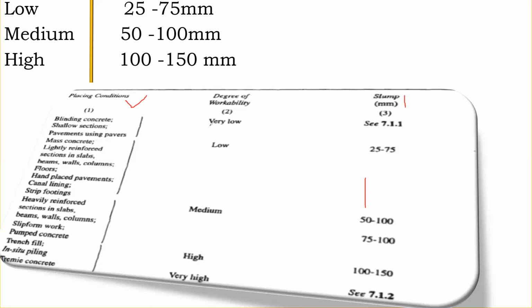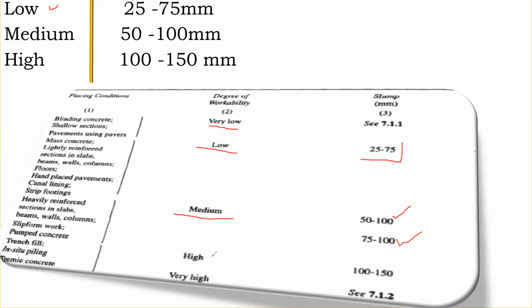If you have a very low workability, I have to refer to 7.1.1. We'll not see that again. If you have low workability, you can keep a slump between 25 to 75, which I've written here. If you have a medium workability, you can try to keep it between 50 to 100 or 75 to 100. I have written here 50 to 100. Why have they given two here? Because there are different sections. If it is a heavily reinforced section in a slab, then you can go with 50 to 100. If you're going for beams, walls, columns and all, you can keep it between 75 to 100.